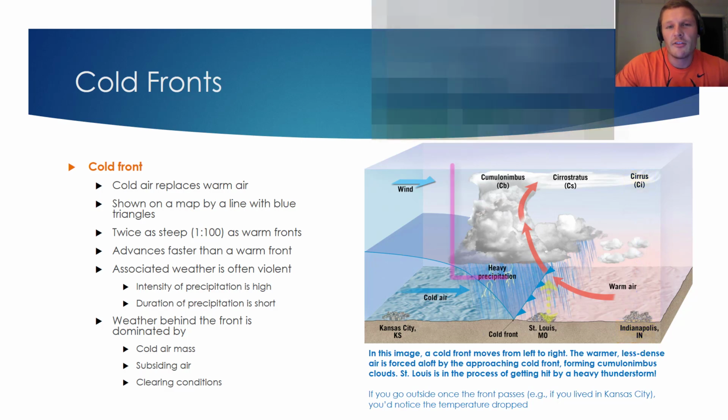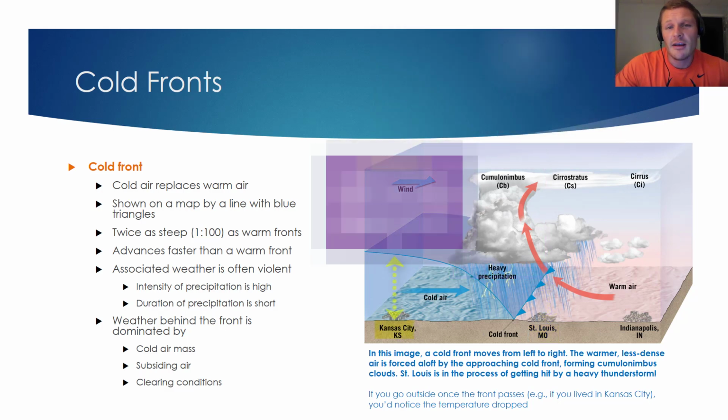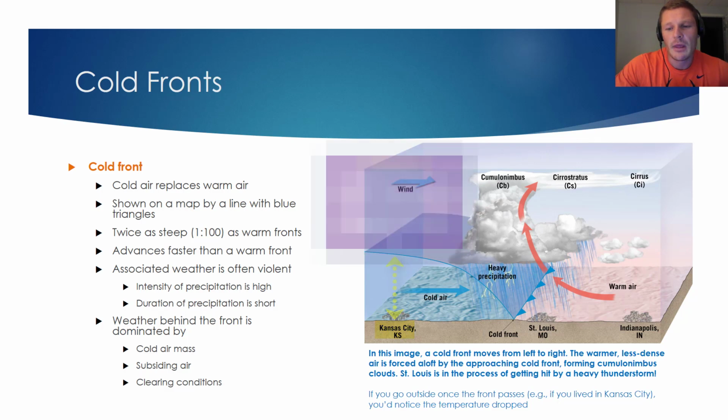And one of the first signs that you'll see as that cold front gets really close is the presence of very towering dark clouds. It's also worth noting in this image that if you're in St. Louis, Missouri, you're probably about to get bombarded by a thunderstorm. But if you're in Kansas City, the front's already past you, so if you walk outside, it'll feel a little cooler, and odds are the sky will be clear. Indianapolis, being a couple hundred miles or so away from St. Louis, will have to wait a little bit longer for that cold front to reach them.